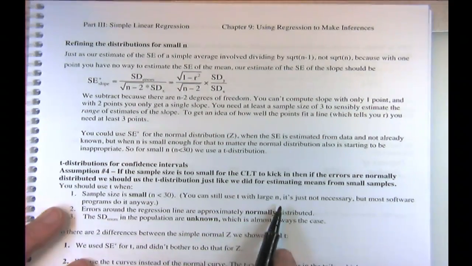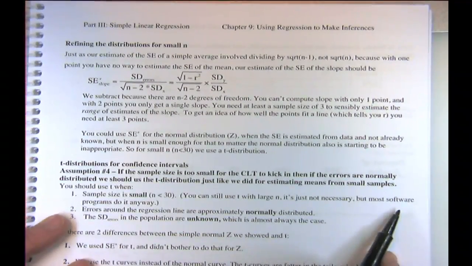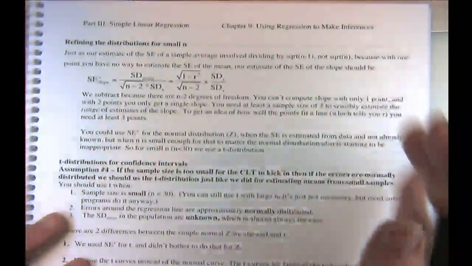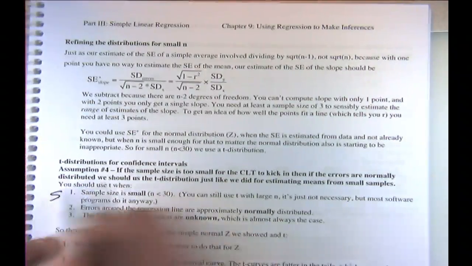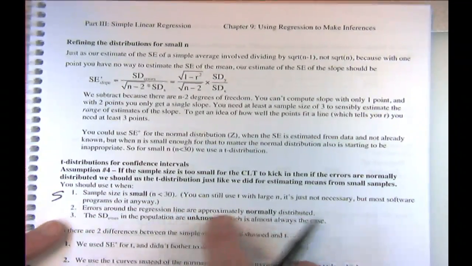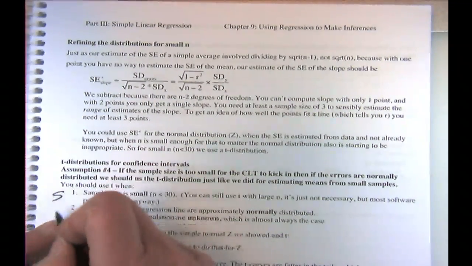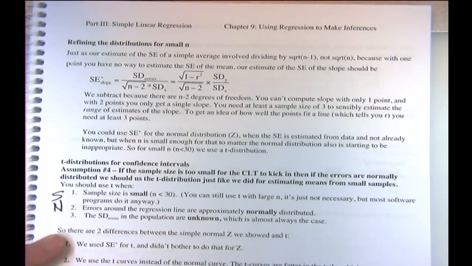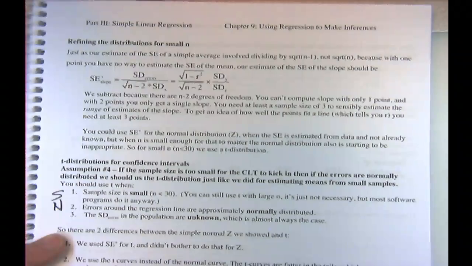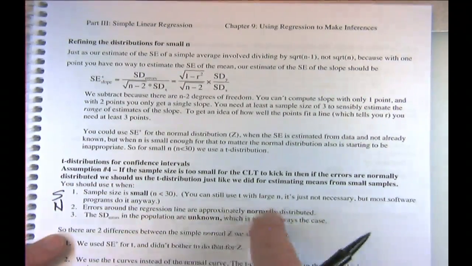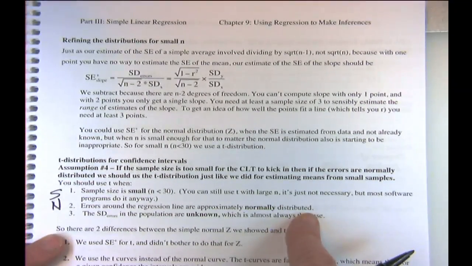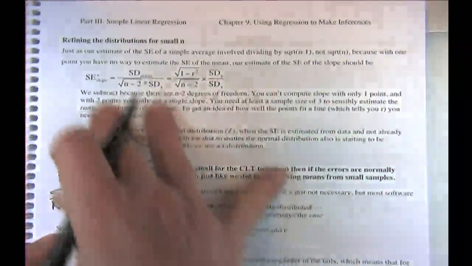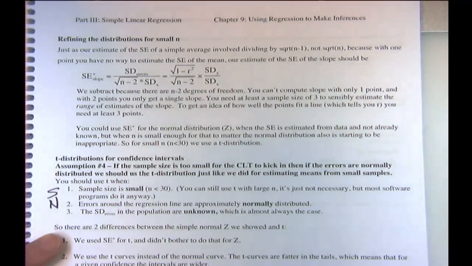you can use T with large N. Lots of people do. It's just not necessary. But most software programs do it anyway. We don't have to, but they do. So your sample size is small. And your errors around the regression line, here's the normality. You can't use this unless you've got those little normal strips, right? People do it all the time, but that's really the assumption. That's where normality comes in. When they say normal errors, it's so that in a small sample size you can use T before the central limit theorem kicks in.